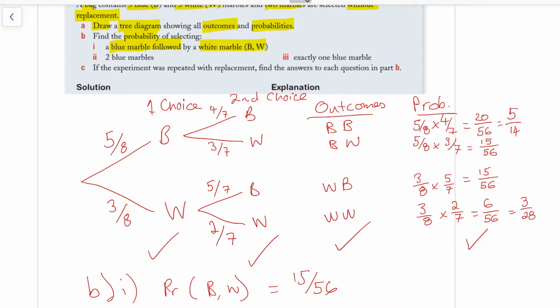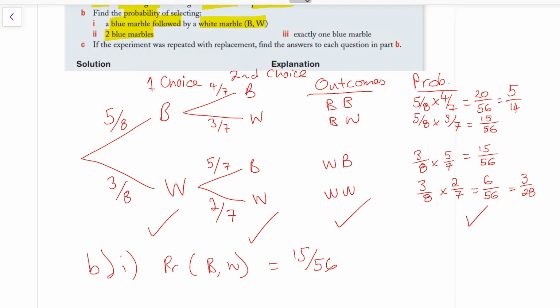Brilliant. Now, what's my chances or probability of getting 2 blue marbles? My probability of getting 2 blue marbles is 20/56, or if you decided to use the simplified one, it's 5/14.